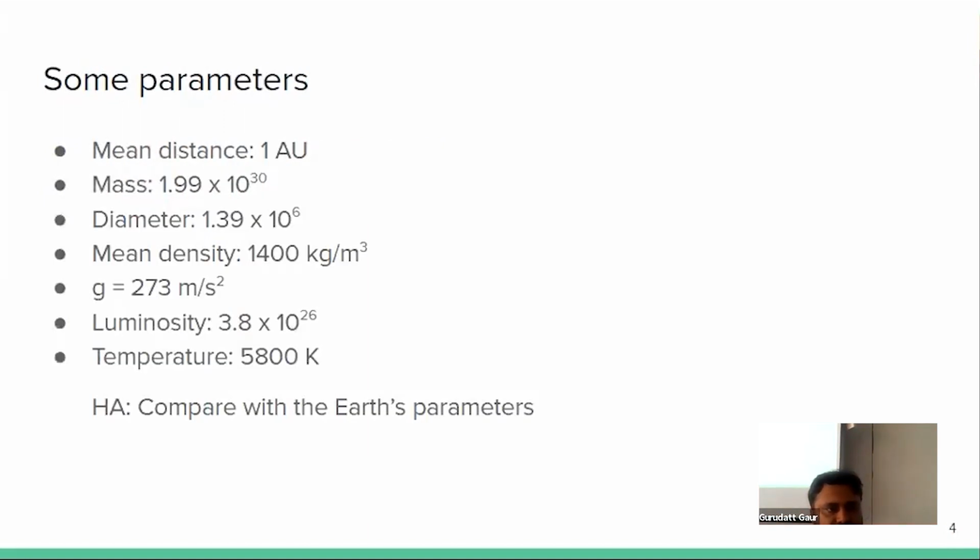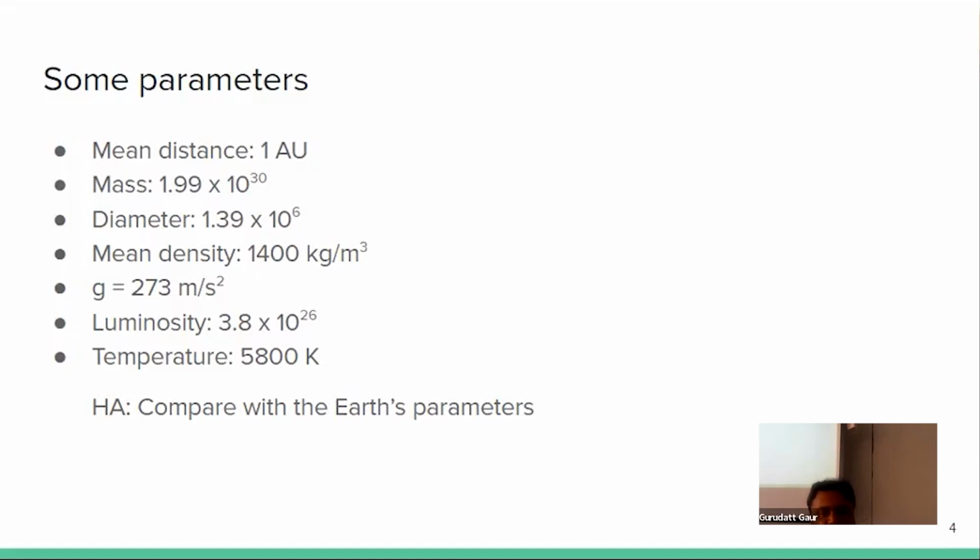Some parameters. The mean distance, you know this, AU was designed to measure the distance between Earth and Sun. It was given a name of one astronomer. Mass of the Sun, huge, 10 to the power 30 kg. Kg is missing. Diameter, 1.3 into 10 power 6 kilometers. I'm sorry for that. I'm not writing those units, right? I'm getting infected by some of you.